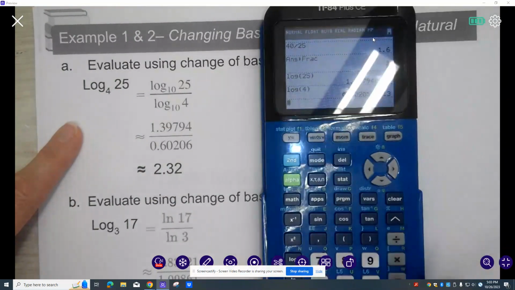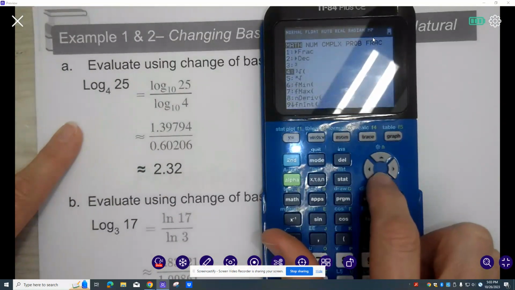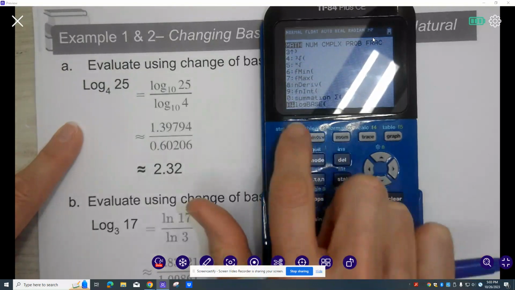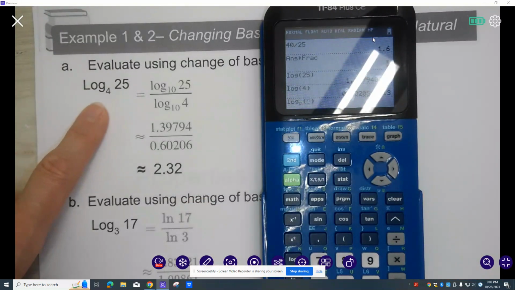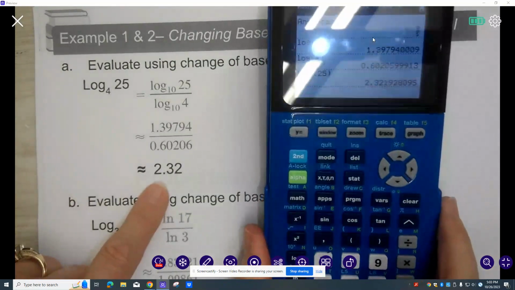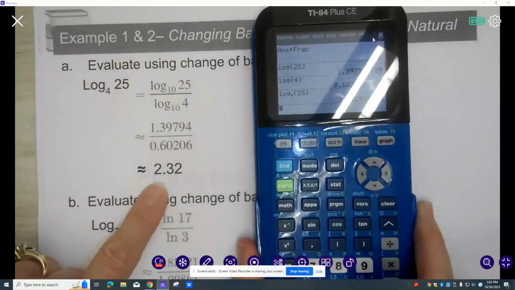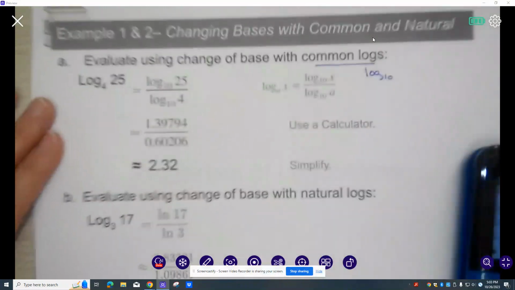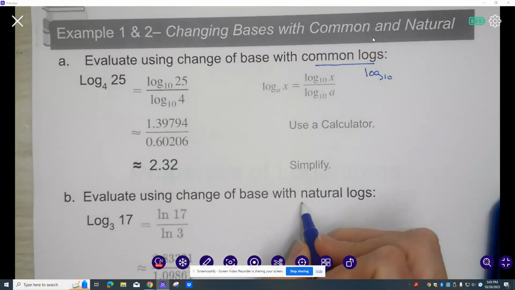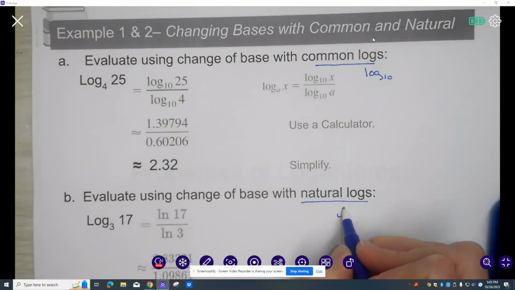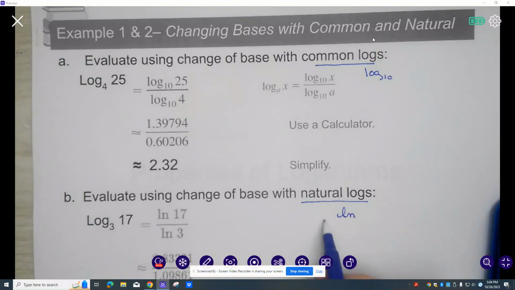Now, if you have an 84, you would do math, go down to A, put a base 4 in there, and a 25 in there, and I should get the same number, 2.32, and I do get the same number.